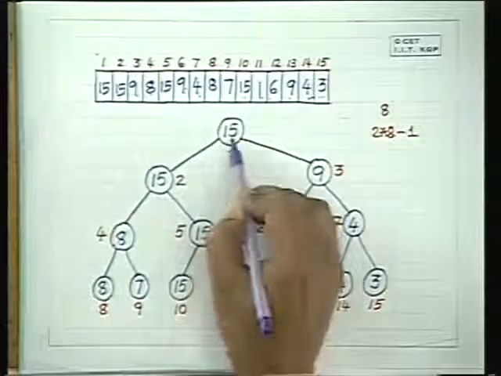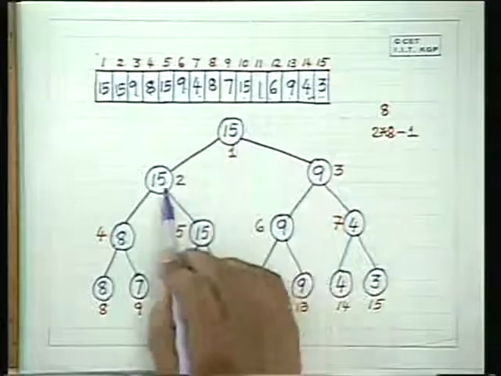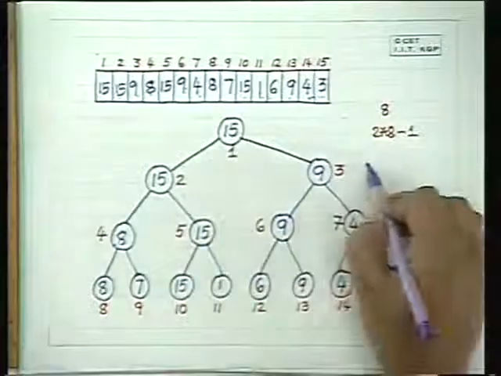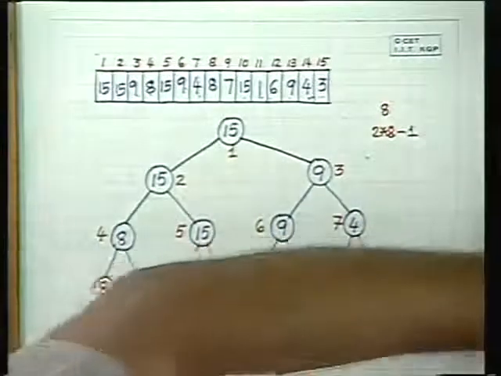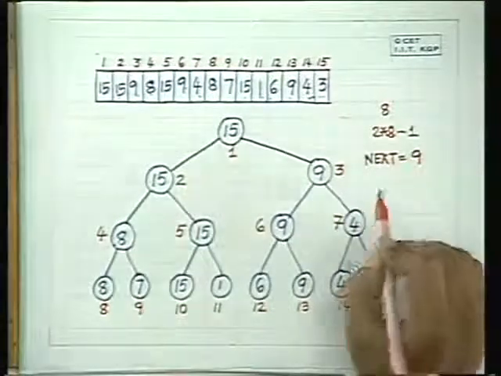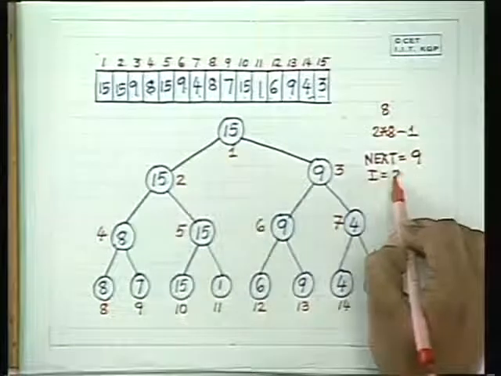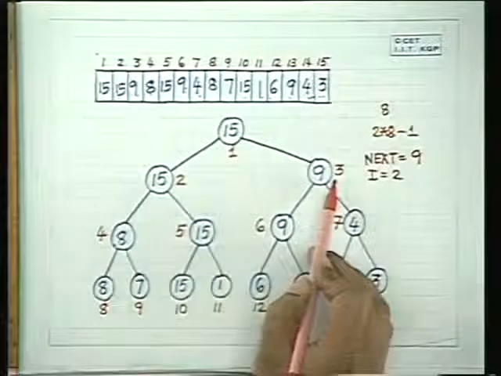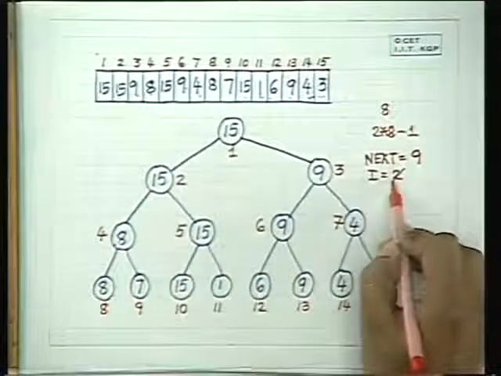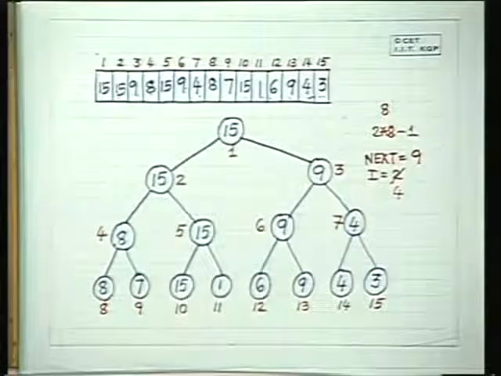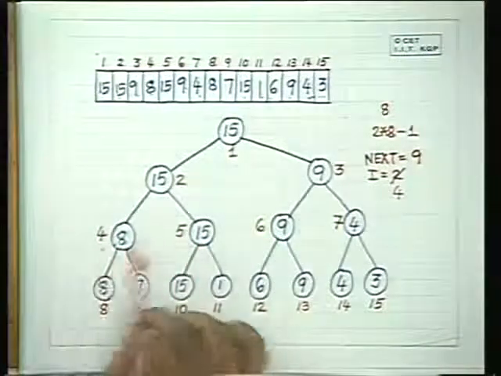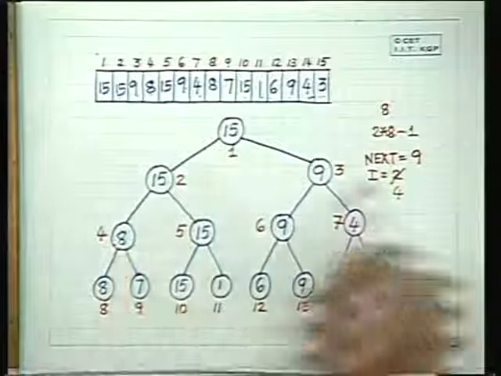So first you start with 15 and you initialize the second largest to the smaller of these two. So you keep a variable called next, say, which is initialized to 9, and index I is made 2 because this is larger and this is smaller. Then you make I equal to 2 into I, and so I becomes 4. Now compare 4 and 5, I and I plus 1. The smaller of the two is compared with this.